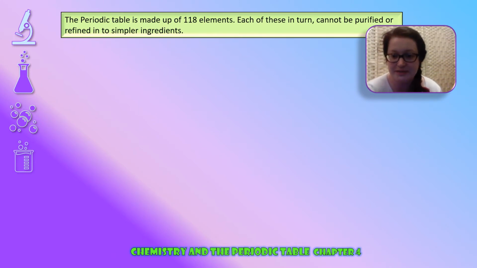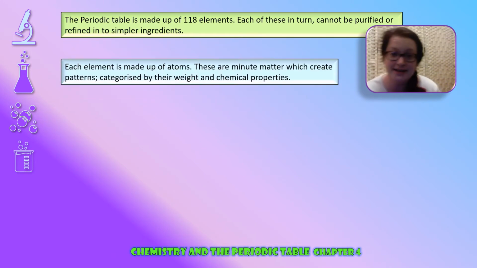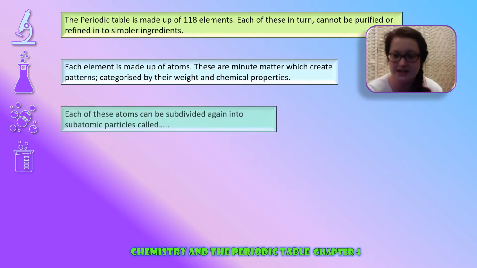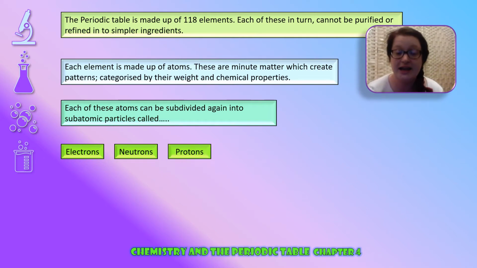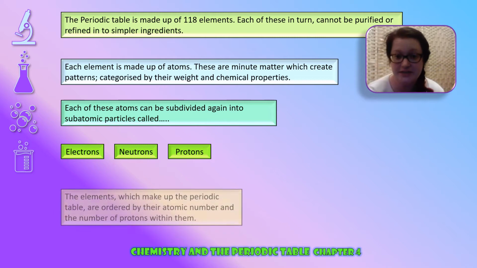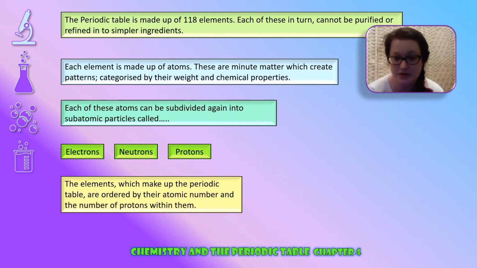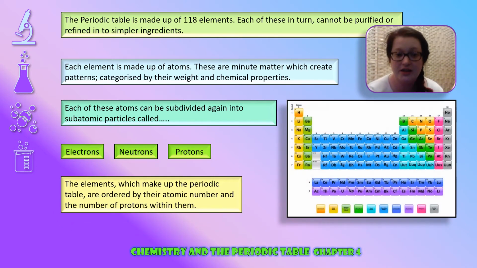So the periodic table is made up of 118 elements, and each of these in turn cannot be purified or refined into simpler ingredients. Each element is made up of atoms, and these are very tiny, but not the smallest thing in the world. They're categorized by their weight and chemical properties. Each of these atoms consists of subatomic particles, which are even smaller, and they're electrons, neutrons, and protons. And these are ordered by their atomic number and the number of protons within them.